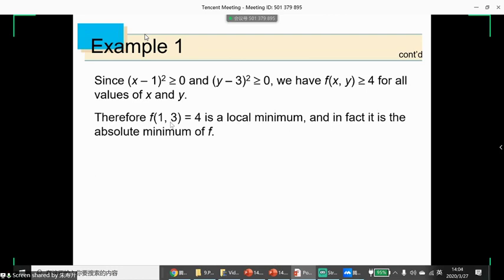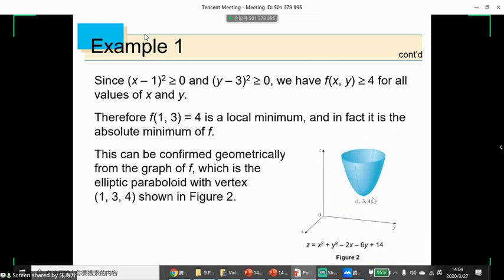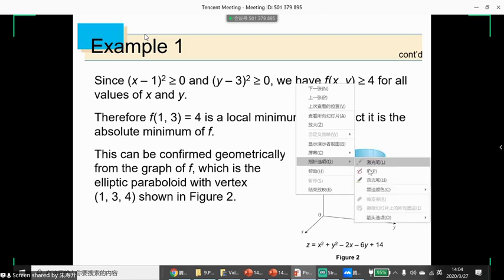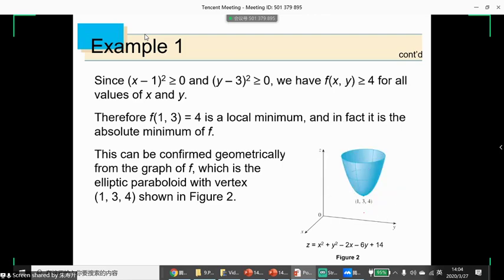Is this one a local minimum point? Then we take (1, 3) in this function, we get 4. And in fact we can get the figure like this one. And (1, 3, 4) is a point here. So this is a local minimum. In fact, it's an absolute minimum.